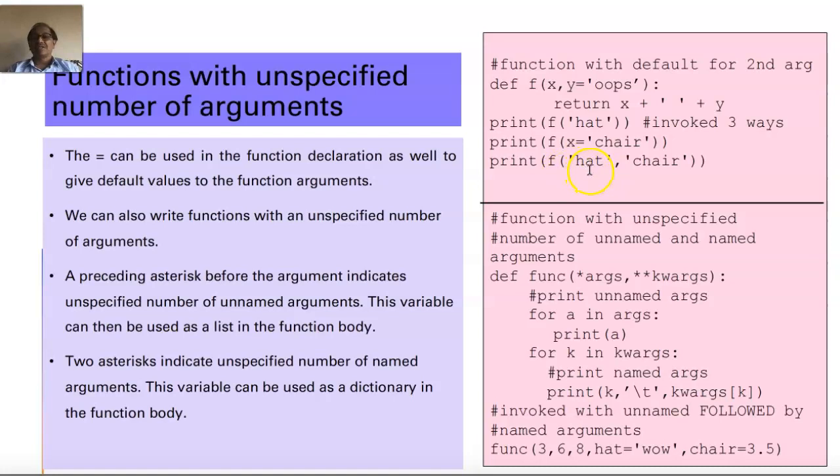But look at the third way. f('hat', 'chair'). We are giving two values, where one argument has a default value. What happens then? 'hat' is assigned to x and 'chair' replaces 'oops', so the value 'chair' is assigned to y. So this will print the concatenated hat chair, hat space chair. Right? So we can use a default value, but that can be overwritten by giving another value later.